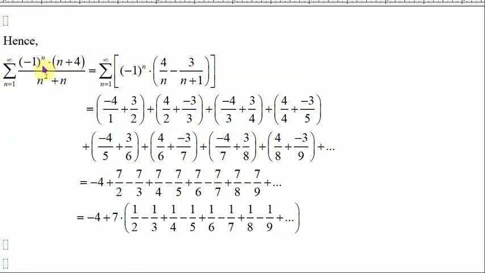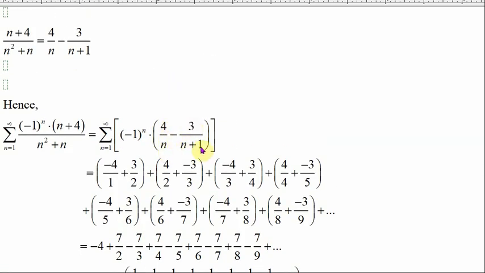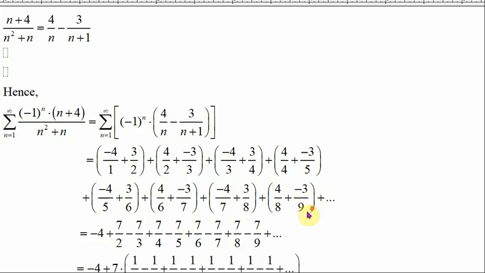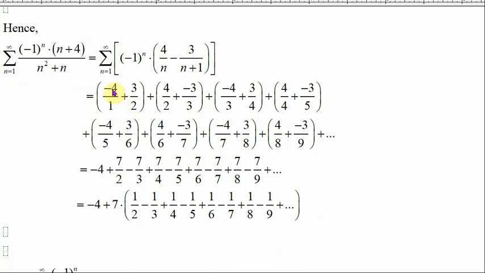Here's our original series again. Now we can rewrite it as the series with the expression negative 1 to the n times (4 over n minus 3 over n plus 1). And here are the first 8 terms. This is negative 4. And then 3 halves plus 4 halves is 7 halves. Minus 3 over 3 plus minus 4 over 3 would be minus 7 over 3. Then 3 over 4 plus 4 over 4 gives 7 over 4. And similarly, we'll get minus 7 over 5 plus 7 over 6, and so on.